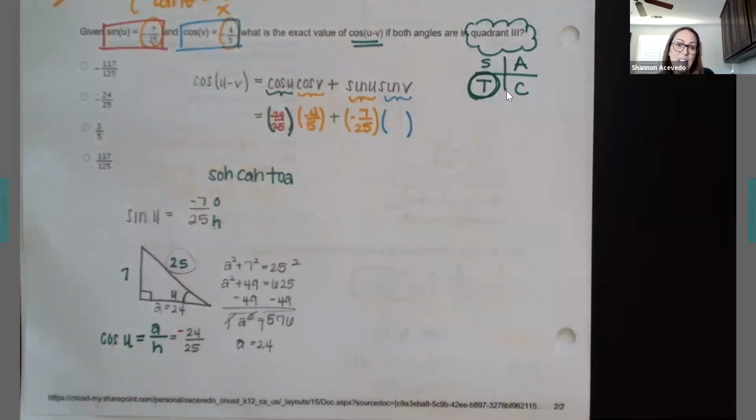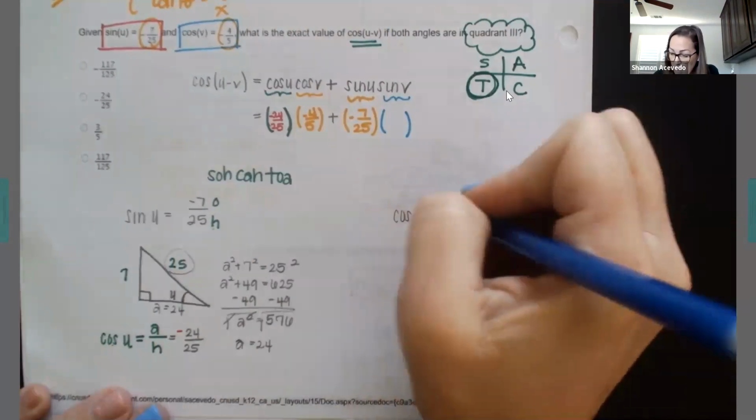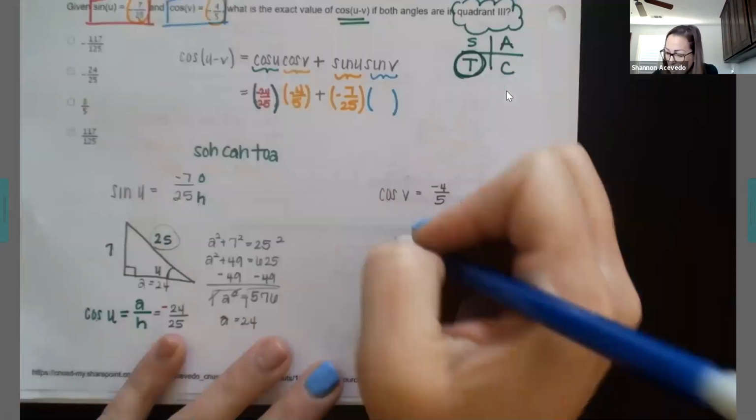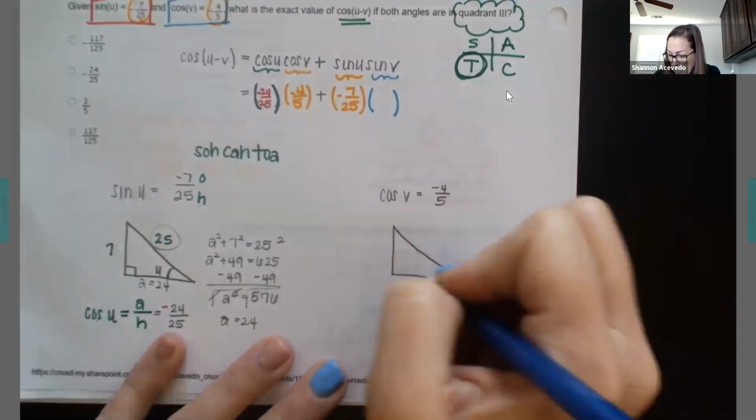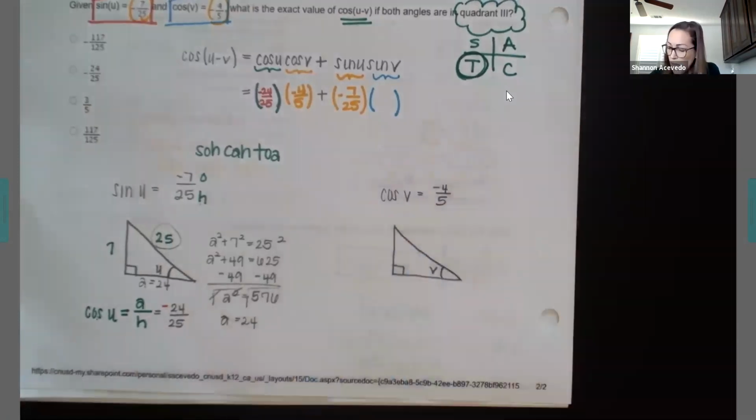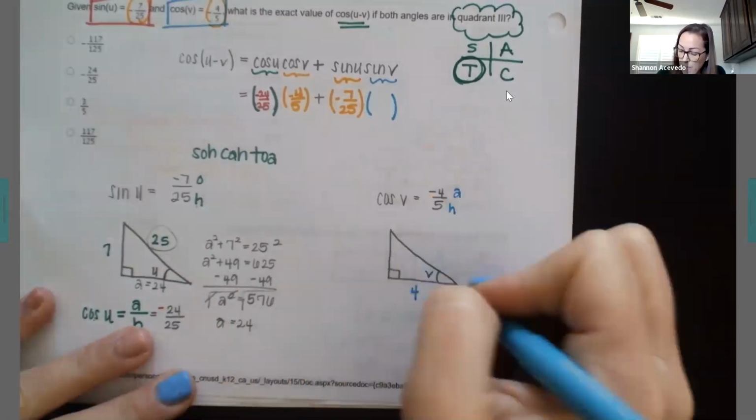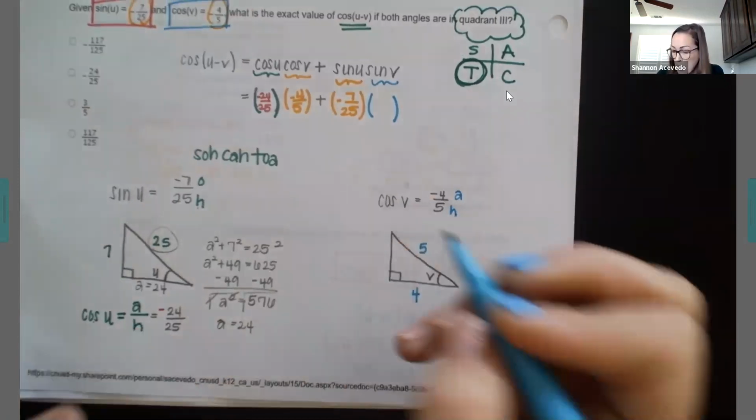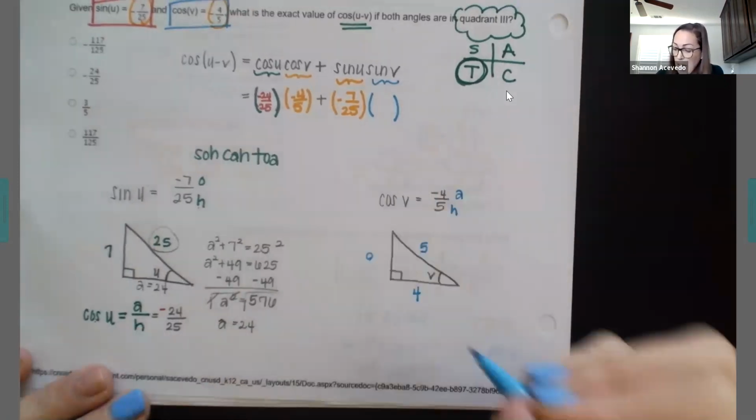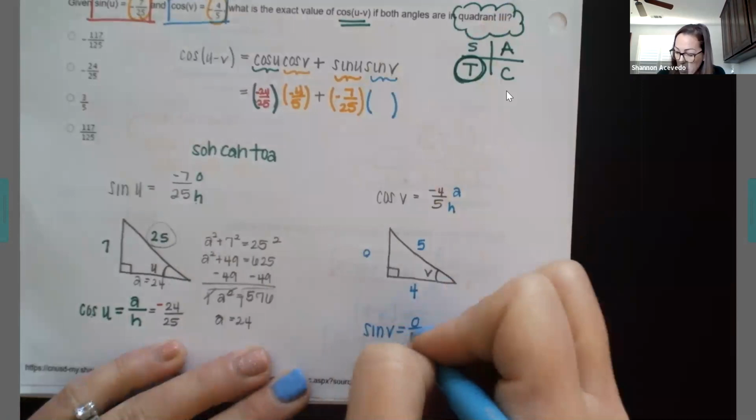But I still need sine of v now. And I have to do that same idea where I know for my v, cosine of v is equal to negative 4/5. So I have to draw another triangle. So here's my v. Again, this is going to be my adjacent over my hypotenuse. So I know that this is 4 and this has to be 5. So I need to figure out what my opposite side is. We want to figure out sine of v. So sine of v is equal to my opposite over my hypotenuse.